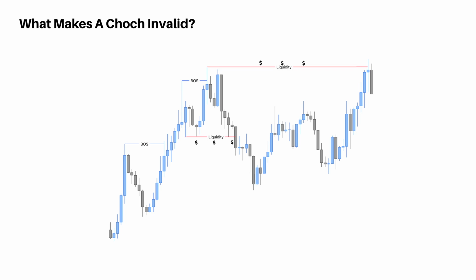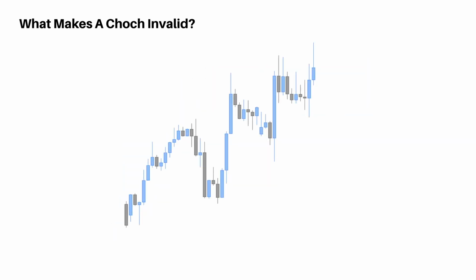Let's discuss another concept that can invalidate a change of character: mitigation of fair value gaps. Identifying fair value gaps should be one of the first steps in your chart analysis because these areas often act like magnets for price. In many cases, before continuing its trend, the market retraces to fill these gaps. This is why fair value gaps are important zones to monitor. They tend to be most effective on intraday time frames such as the 4-hour, 1-hour, and lower time frames.